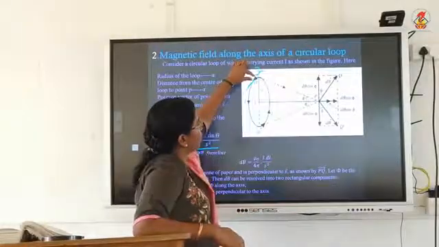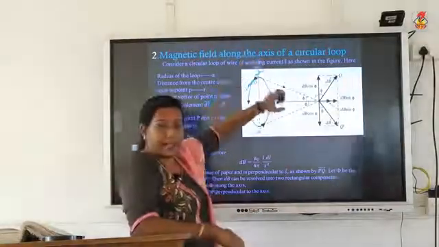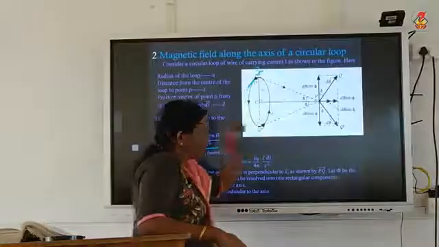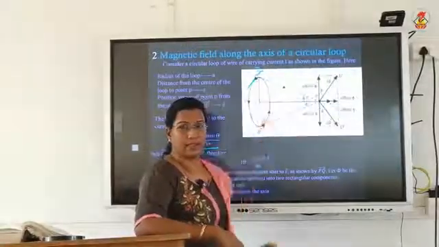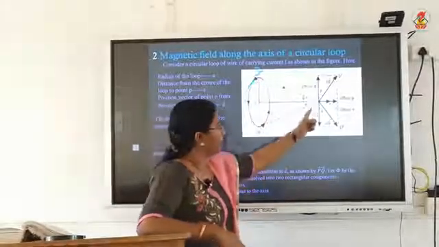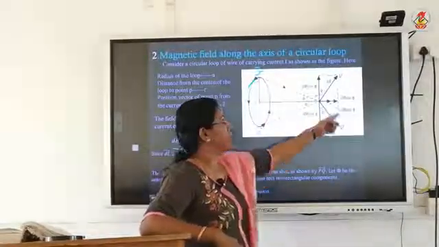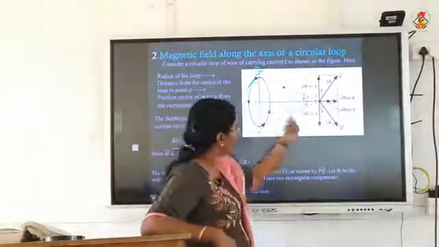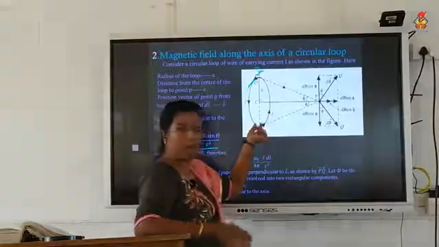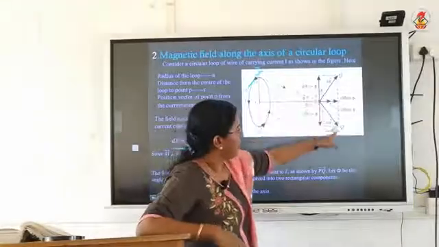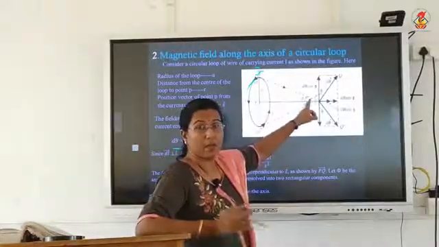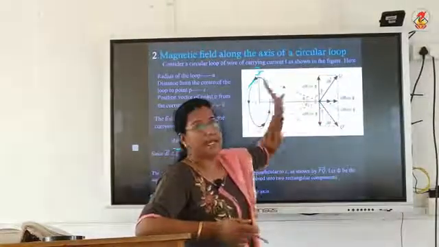Similarly, this is due to the small portion at the top. Again, I am going to take a small portion at the bottom of my circular coil. You will get a diagram like this. You can resolve it into dB cos phi and dB sin phi. This is the resultant due to the current element at the bottom of my circular coil, which you can resolve into dB cos phi and dB sin phi.